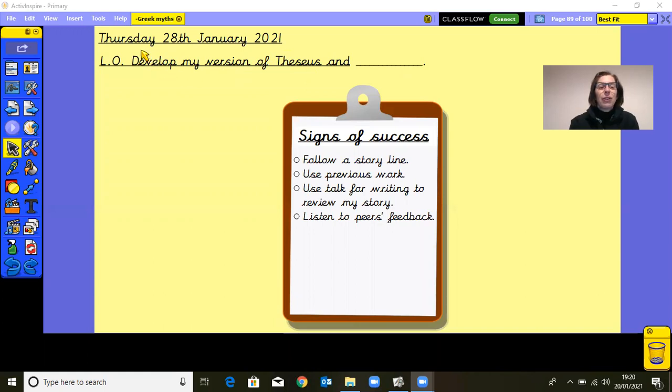So once again, Thursday, 28th of January, 2021, develop my version of Theseus and your monster. When it's done, as you would do in class, underline date and LO with your ruler. Catch up with you soon.